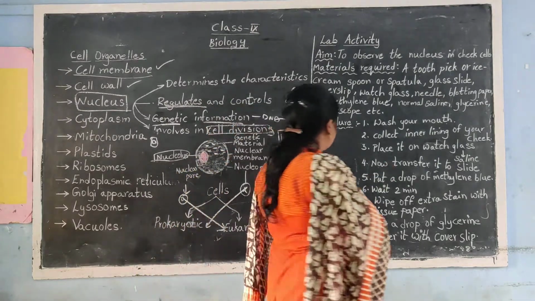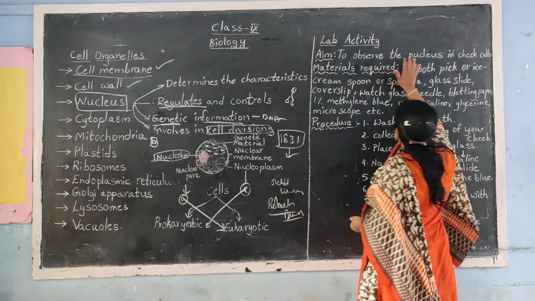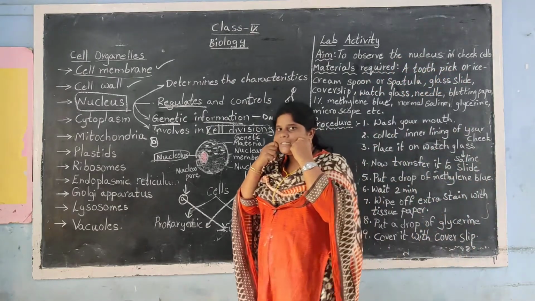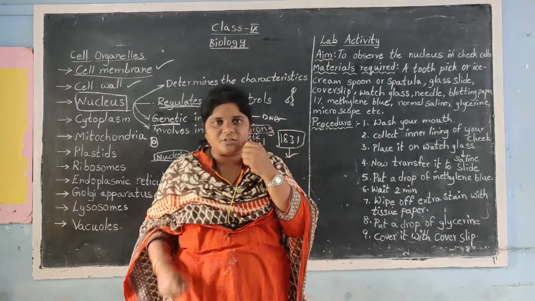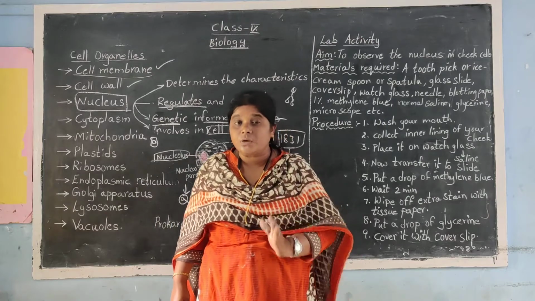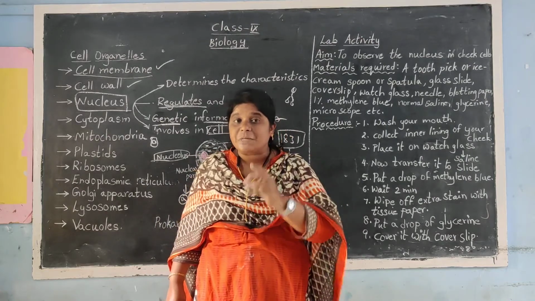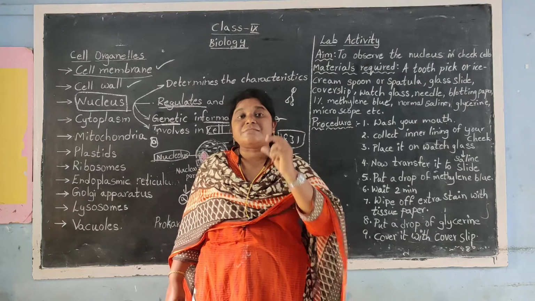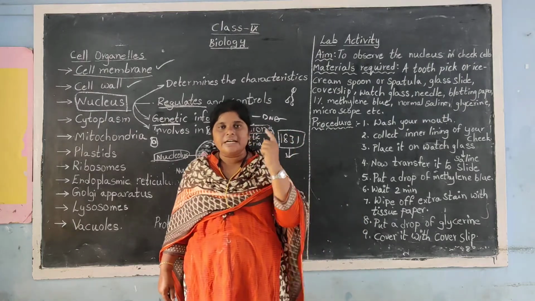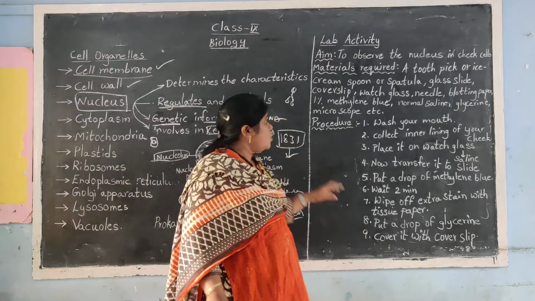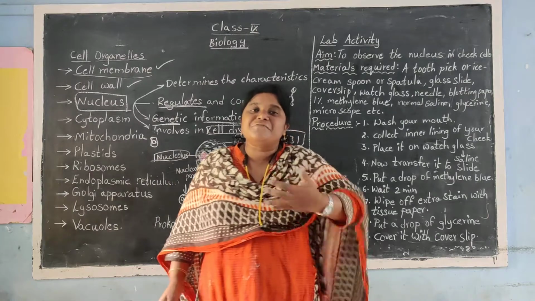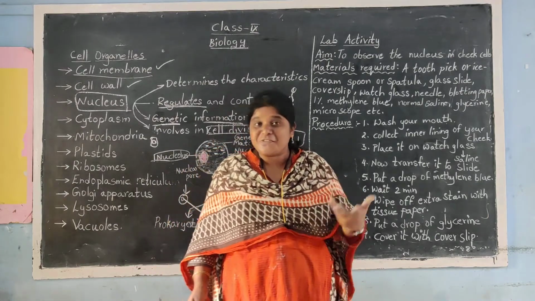Now let us start. First, our aim is to observe the nucleus in cheek cells. To observe the nucleus in which cells? Cheek cells. All of you have chubby cheeks, no? So all of you are going to observe the nucleus in cheek cells. The experimental material we are taking here is our cheek. Right? So why only the cheek? Why can't we take the tongue? What happens if we take the tongue?